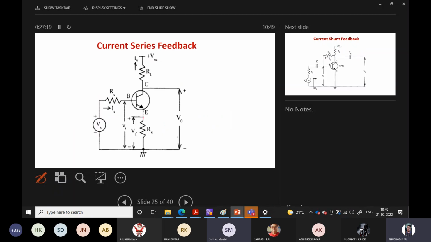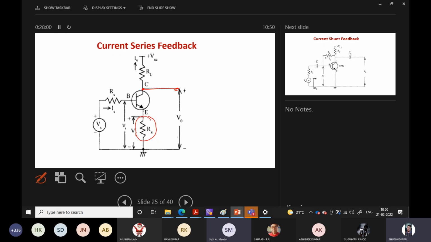Whereas in the latter case, tell me, is this configuration common emitter or common collector? Common emitter, sir. Common emitter with a resistor connected to the emitter. This is called a feedback resistor. Here the load resistance is connected to the collector, so that's why it is common emitter. A resistor is connected to the emitter, and this emitter is grounded through this resistance. As we are taking the output voltage from the collector terminal, it is a common emitter configuration.